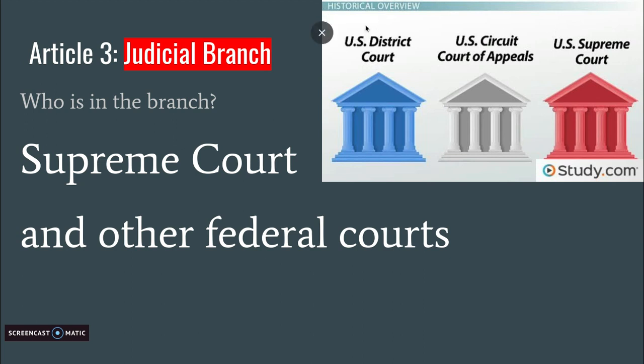So these court systems have been put in place by the U.S. Constitution to settle arguments about national law. So they only deal with arguments over national law.